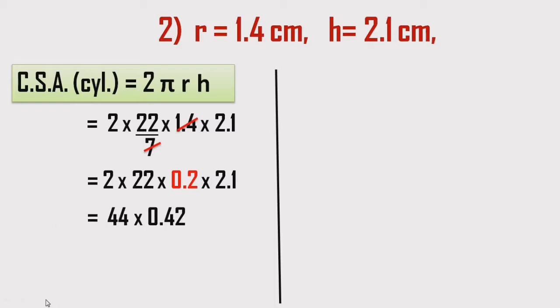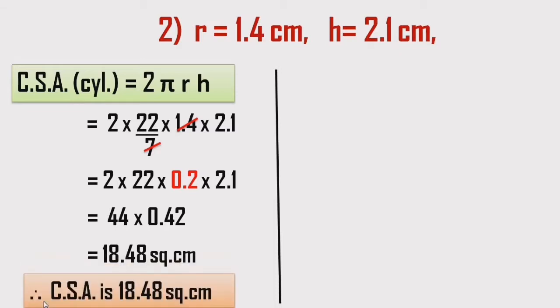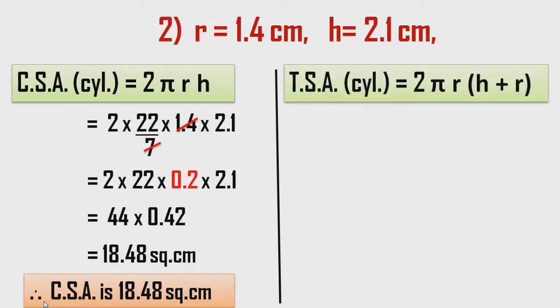21 into 2 is 42. So we have to leave 2 digits from the right side and then give the decimal point. That results in 0.4. Here also we will do the multiplication and that results in 18.48. Do not forget to give the unit to the answer, and we get the final answer as 18.48 square centimeter. After this, let's find the TSA of the cylinder. Same, substitute the values.